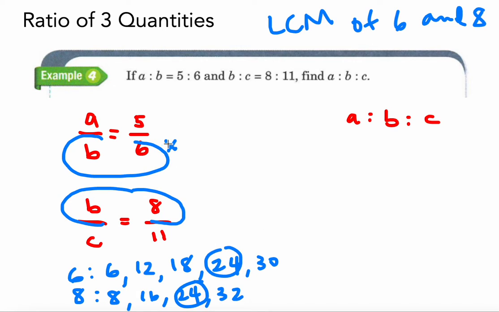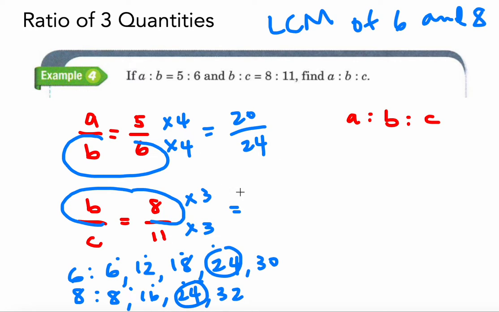How do I get to 24 from 6? I multiply by 4 because it's 1, 2, 3, 4th multiple. Make sure I do that to the top and bottom. How do I get 8 to 24? I multiply by 3 because it was the third multiple. So 5 to 6 becomes 20 to 24. 8 to 11 becomes 24 to 33.